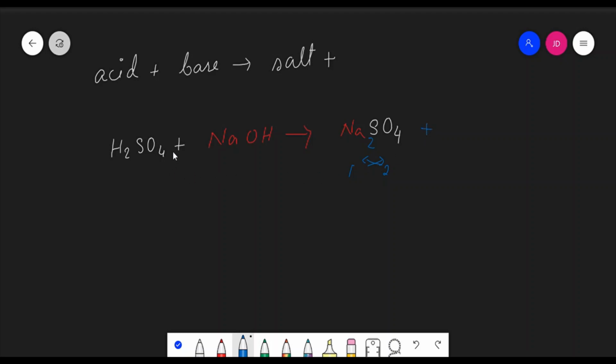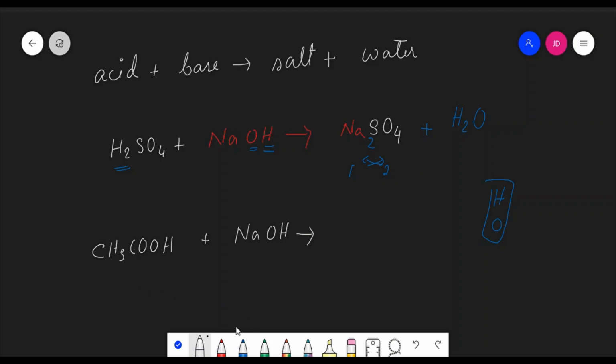What else got kicked out here? From the acid, hydrogen got kicked out. From the base, oxygen and hydrogen got kicked out. So here we can write hydrogen got kicked out and oxygen got kicked out. And I already told you, whenever H and O get kicked out, what do you get? H2O. That means acid plus base, we are going to get salt and then water. No matter what acid you take, let us say CH3COOH plus, let us take NaOH.